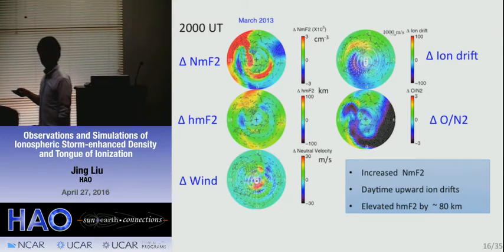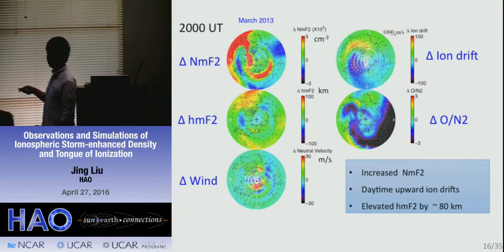That is because of frequent ion-neutral collision. So the neutral wind in the throat region is also anti-sunward, that means poleward. Besides the disturbance in the neutral wind, we see the neutral composition disturbance. That is very obvious at high latitude.